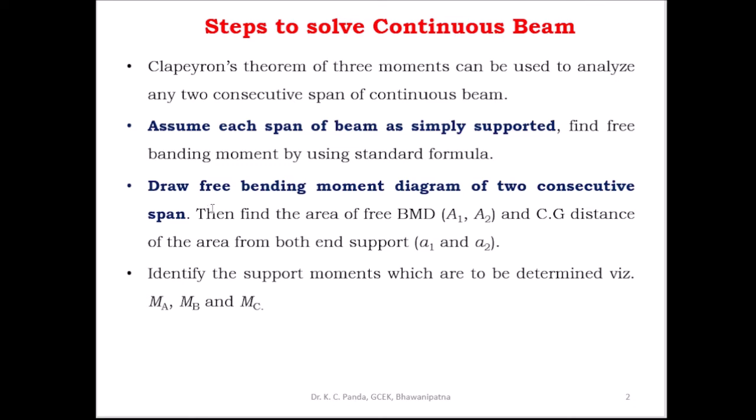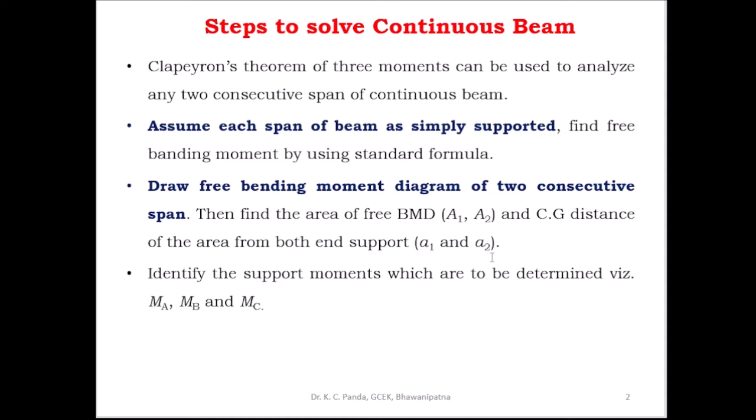Then coming to the step-by-step procedures to solve the continuous beam. The Clapeyron theorem of three moments can be used to analyze two consecutive spans of a continuous beam. First, assume each span of the beam as simply supported. Then find the free bending moment by using the standard formula. Then draw the free bending moment diagram of two consecutive spans.